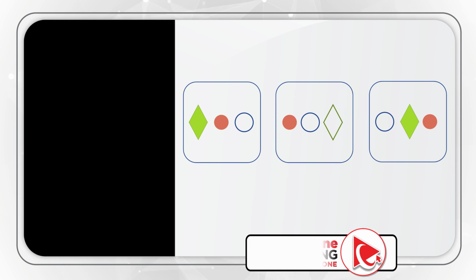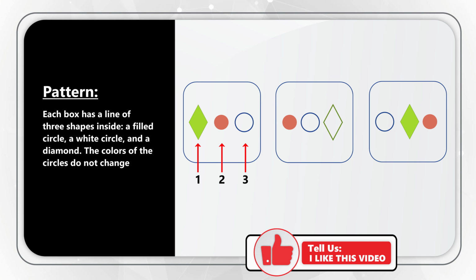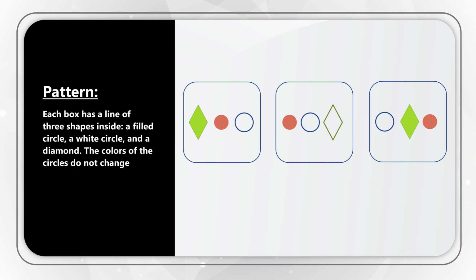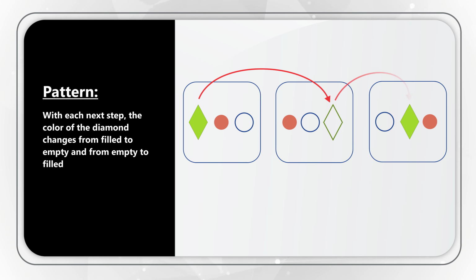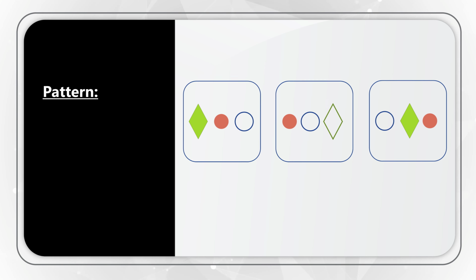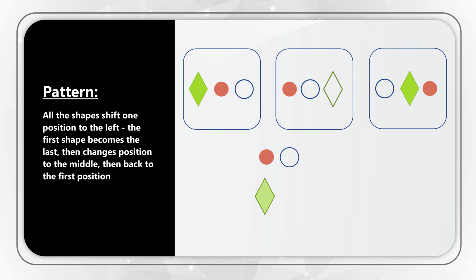If you take a close look at the shapes inside the square, each shape has a position 1, 2, and 3 going from left to right. You can also notice that there are 3 different shapes inside the boxes: a filled circle, a white circle, and a diamond. Another important consideration is that the colors of the circles do not change. But unlike colors of the circles, the color of the diamond changes from filled to empty and then from empty to filled. You can also notice that all shapes shift 1 position to the left. The first shape becomes the last, then changes position to the middle, and then back to the first position.